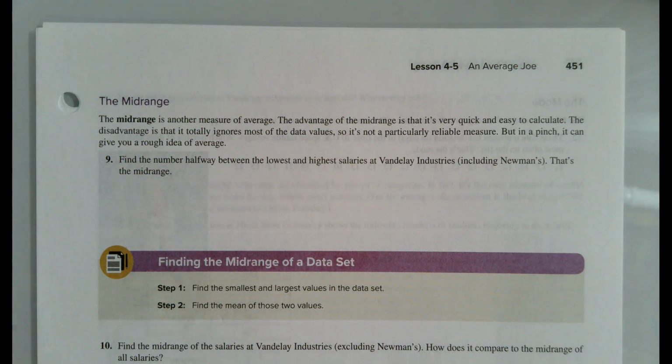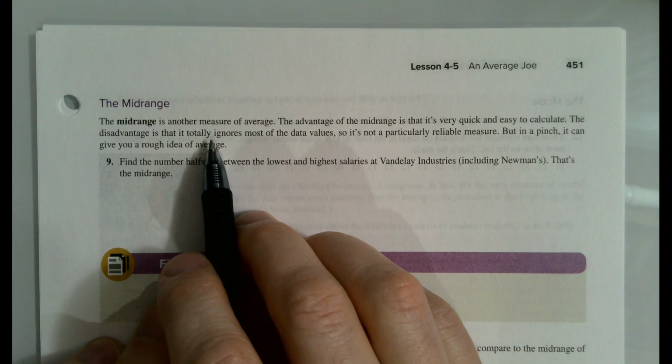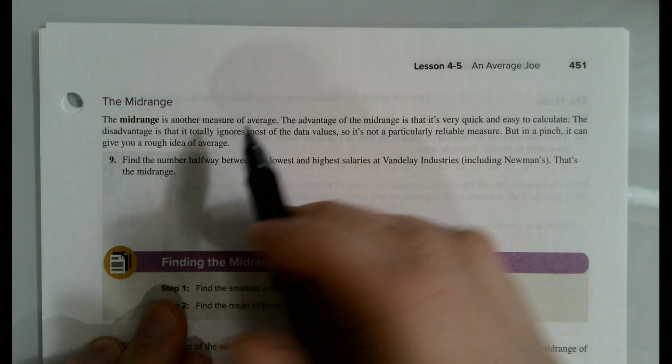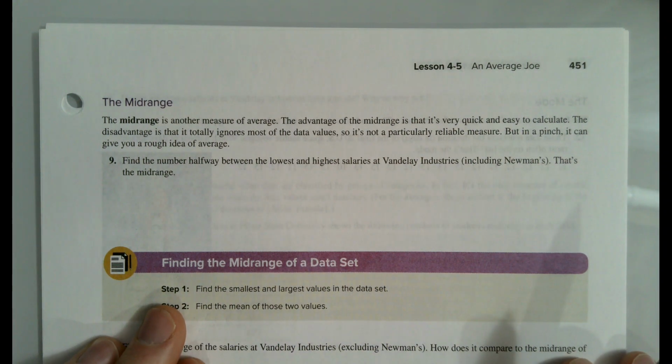So the next two measures of average are kind of useless. They're just really quick, easy measurements that get you a basic look. We're just telling you about them. So the mid-range, all it does is take the biggest and smallest value, add them together, divide by 2. So it's the mean of the largest and the smallest.